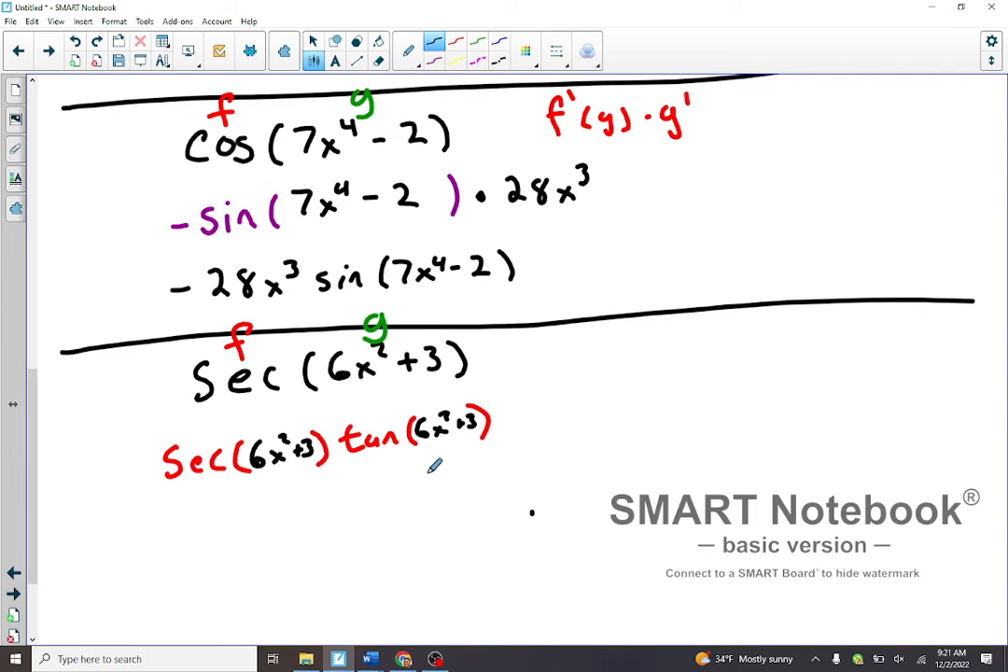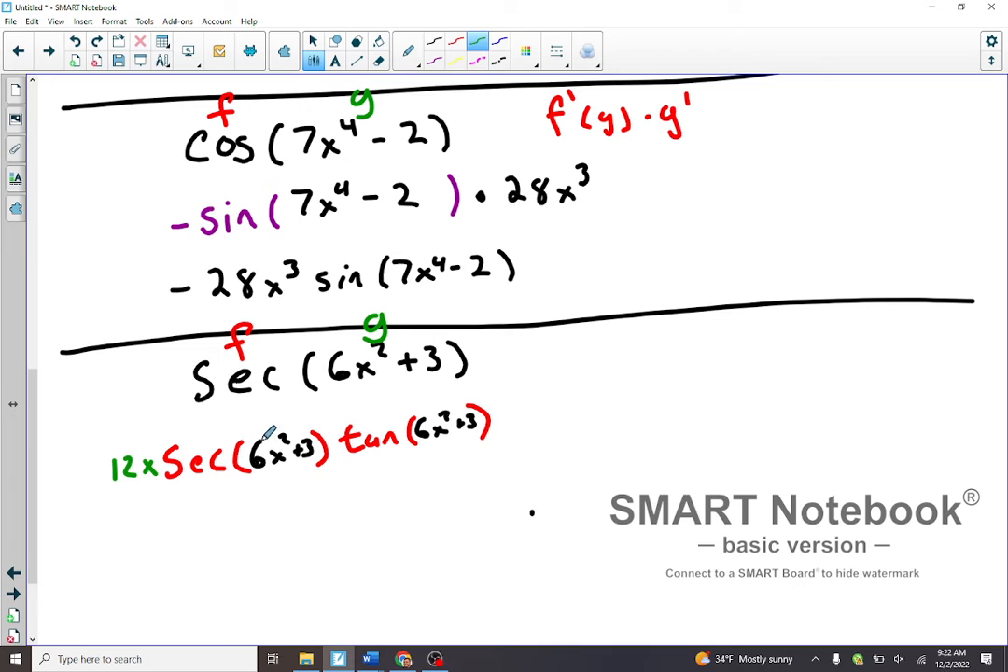Secant x becomes secant x tan x. That x became 2 x's. Same thing here. Now the derivative inside, even though you see 2 as a result, you only do it once. So 12x, and then you just move it to the front.